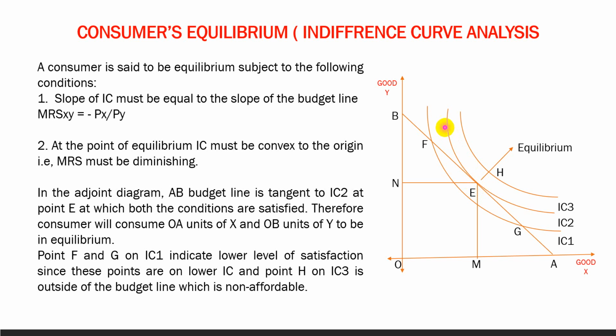Now in this case we see all the curves are convex to the origin. If you make it concave to the origin, then the law of diminishing marginal rate of substitution is not followed. So the consumer will get equilibrium at a lower indifference curve.